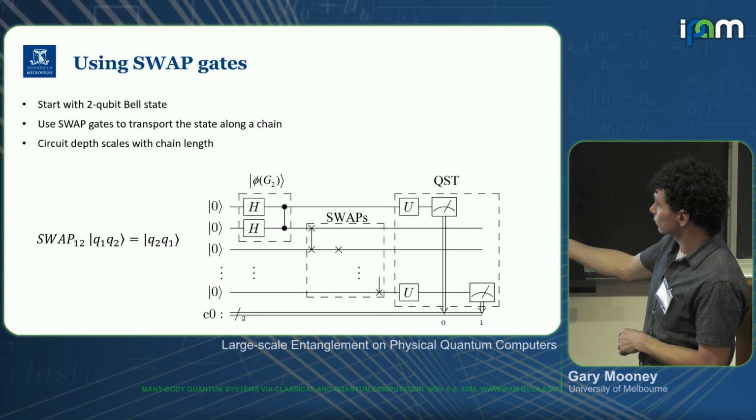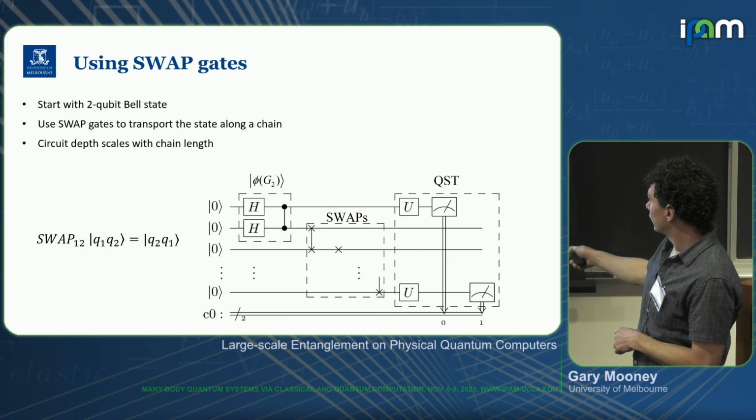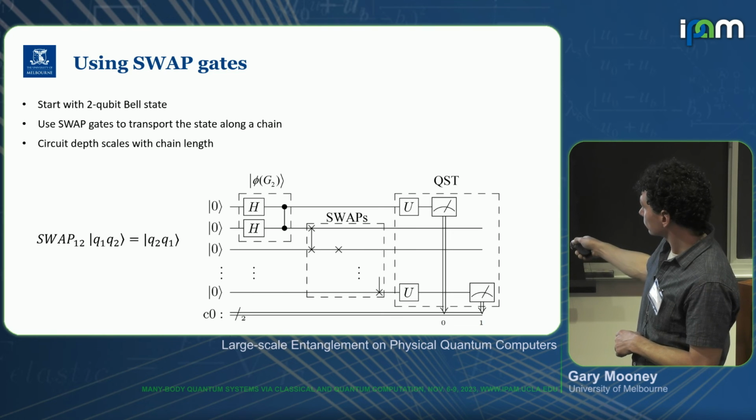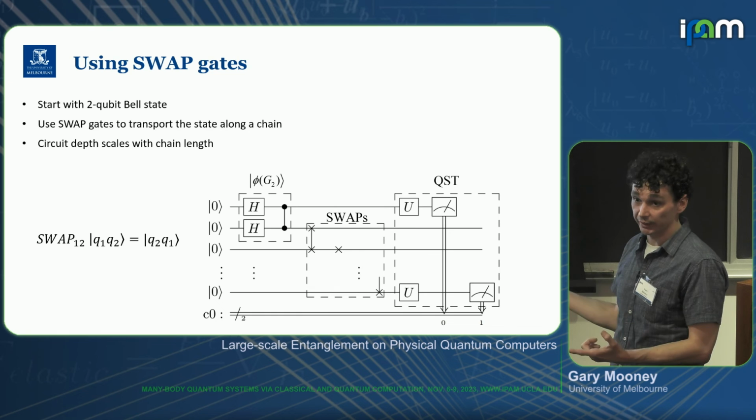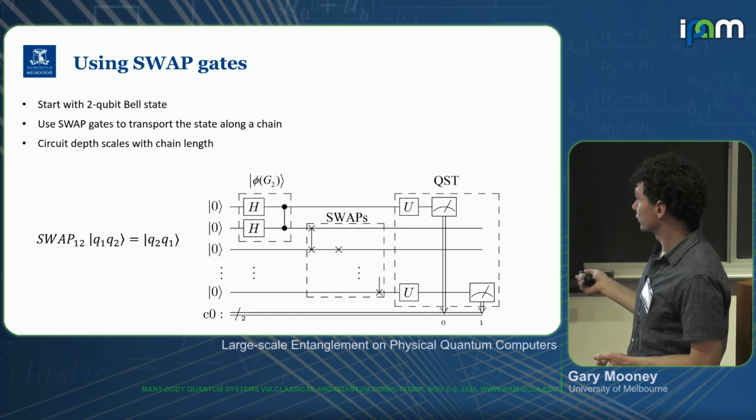So this is the swap gate circuit. We've got this Bell pair being generated, and then we use this sequence of swap gates. Those are our two states, and then we can measure. These are just basis measurements. We do tomography, and then we calculate negativity, because it's just two qubits, so it's an entanglement monotone.